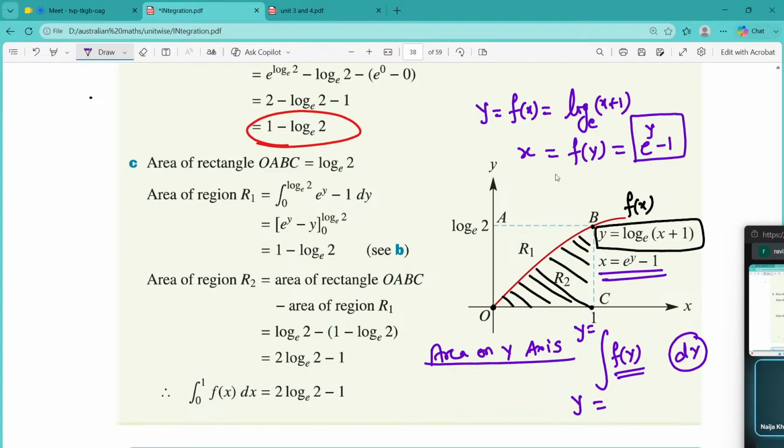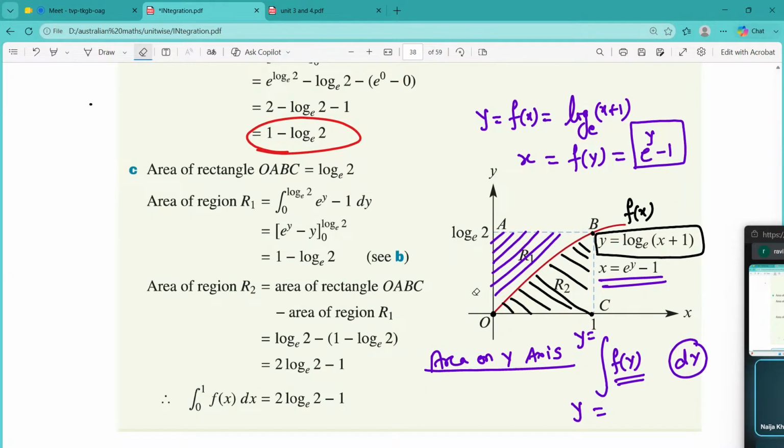So for the same function, if we are willing to write the area on the y-axis, we can find it now easily because exponential integration is known to us. So what should be this R1? I want to write the region R1. So it should be an integration.